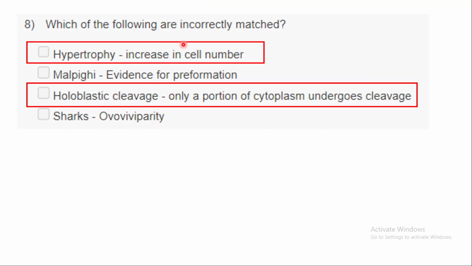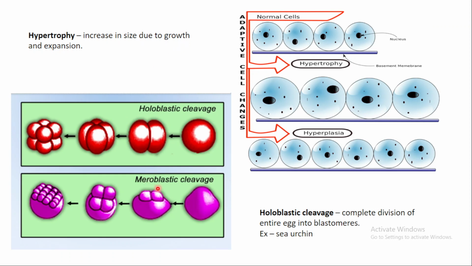Now holoblastic cleavage. So these are two types of cleavage, holoblastic cleavage and meroblastic cleavage. In holoblastic cleavage, complete division of the egg into blastomeres takes place. So the whole egg, the whole volume of the egg is divided. The cleavage plane goes all round underneath and meets its cleavage start point. So there is a complete division of cytoplasm. This is holoblastic cleavage. While meroblastic cleavage plane stops in between and there is unequal division of cytoplasm.